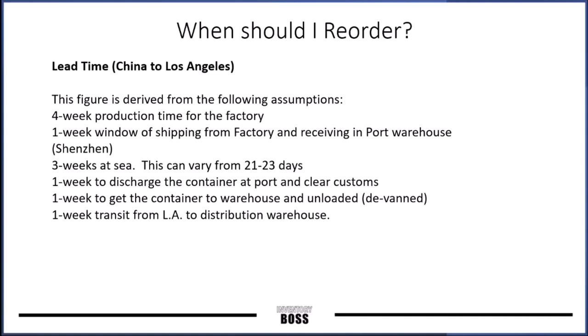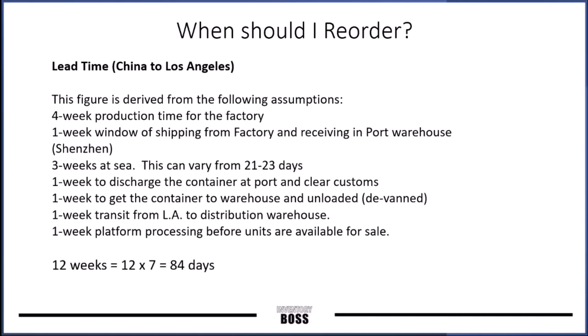But in the event that you're sending to Walmart or Amazon, you've got to add another week for that. And then another week for them to process your units and make them available for sale. Admittedly, these are generalized numbers, but let's just use this as an example. So to add all those weeks up quickly, we've got 12 weeks. And 12 weeks times 7 is 84 days. So now we know what our lead time is. Our lead time is 84 days.